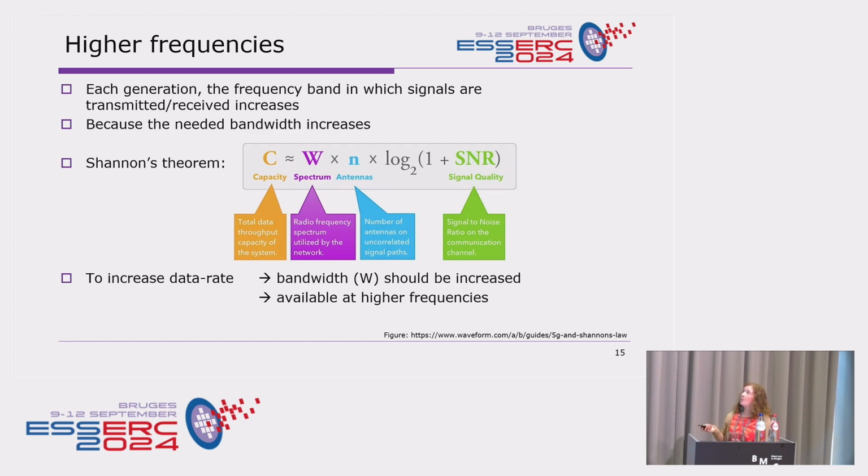This bandwidth should be increased, and this is only available at higher frequencies. Because, for example, if we want to go to a bandwidth of 500 megahertz, you cannot do it at 200 megahertz because it's just not there. You need to go to these higher frequencies. And that's why for 5G we defined 3 bands in the 24 to 40 gigahertz range with a bandwidth of 100 megahertz to 1 gigahertz.